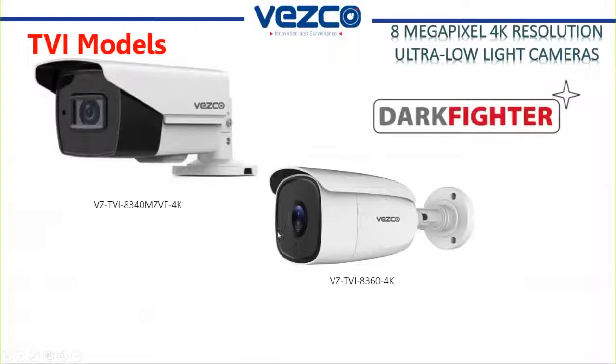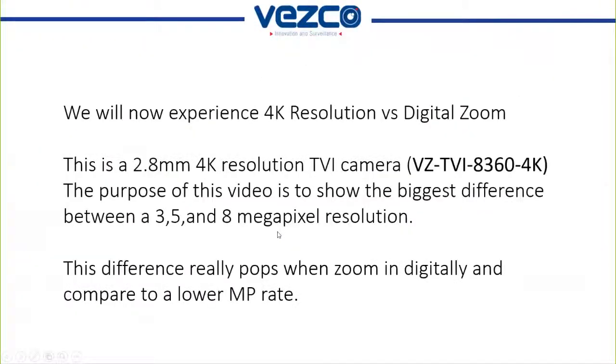8360-4K. So this is a 2.8 millimeter 4K resolution TVI camera, the VZ-TVI8360-4K. The purpose of this video is to show the biggest difference between a 3, 5, and 8 megapixel resolution. The difference really pops when zoomed digitally and compared to a lower megapixel rate.